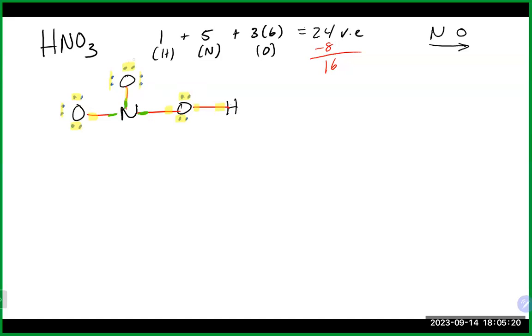So I'm going to take this pair of electrons up here, and I'm going to bring them in to make the double bond. And obviously that would remove them from the oxygen and put them between the oxygen and the nitrogen. And that would get me something that looks like this. All right, double bonded that way.